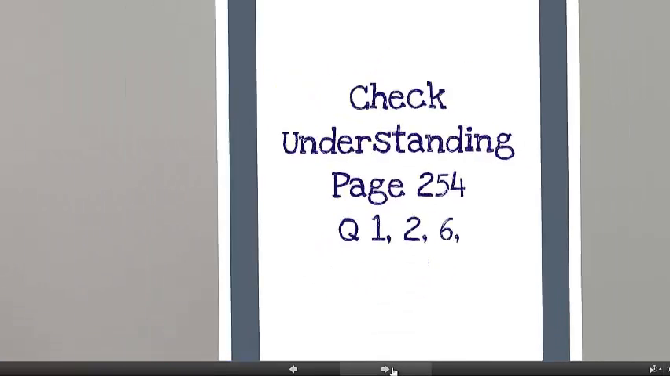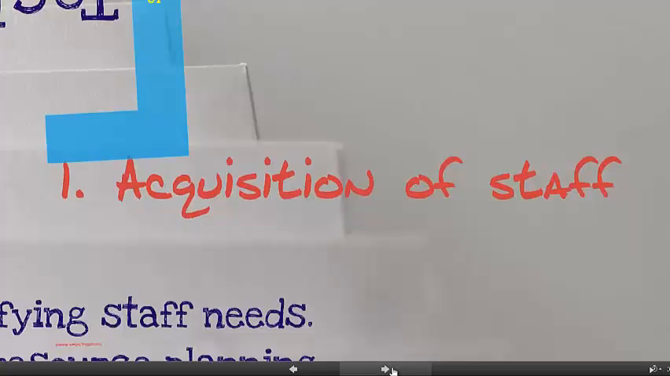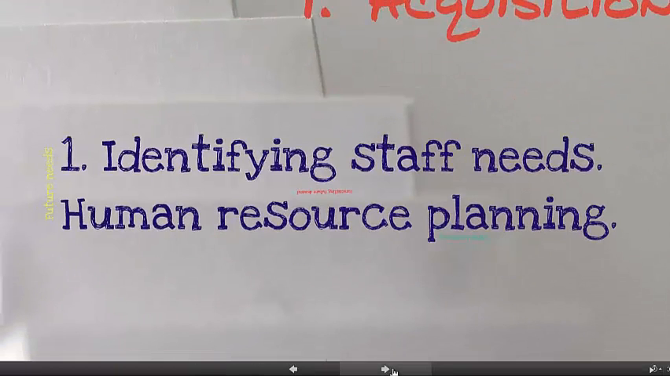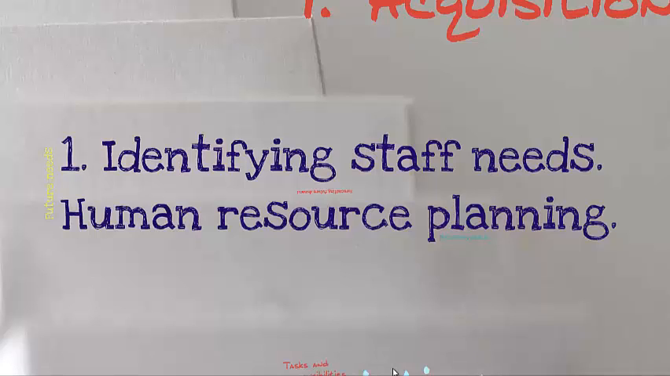Now let's go to the first part of our employment cycle, the acquisition of staff. The first thing we need to do is identify staff needs, which is an essential part of human resource planning. Human resource planning is an essential part of this process. If the businesses fail to plan correctly, we might get the wrong person.